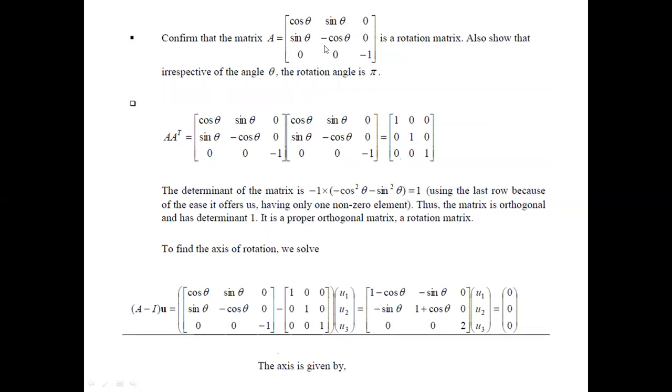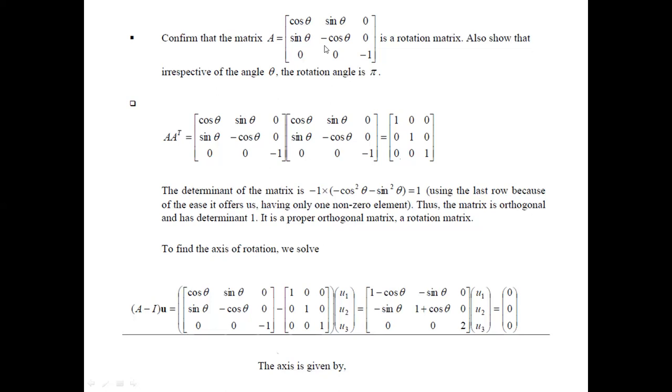The determinant of the matrix is −1 times (−cos²θ − sin²θ), which is 1. We used the last row because of the ease it offers us, having only one non-zero element. You can find the determinant of a matrix using any row or any column, so we chose the easiest. So the matrix is orthogonal and has determinant 1. It's a proper orthogonal matrix, the rotation matrix.